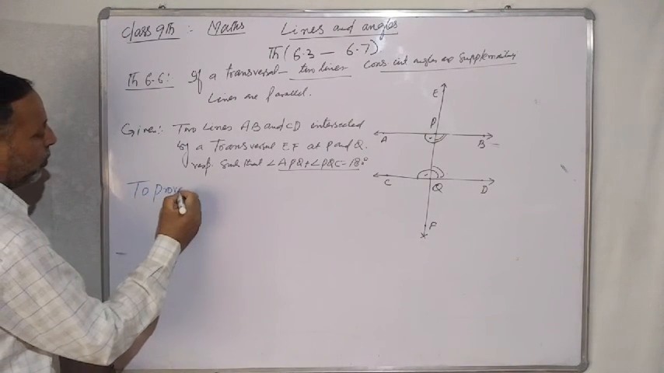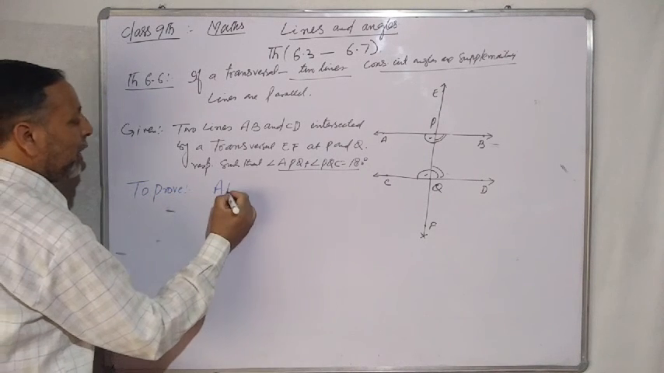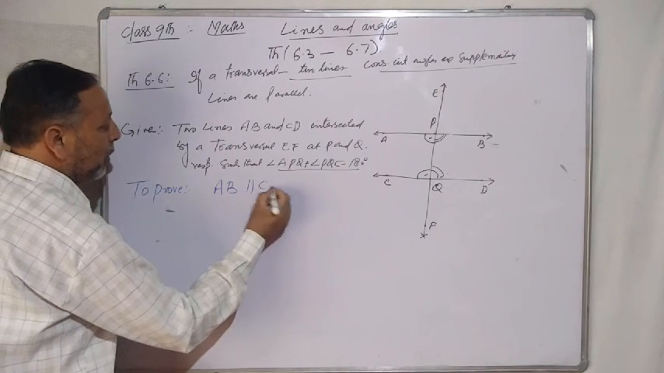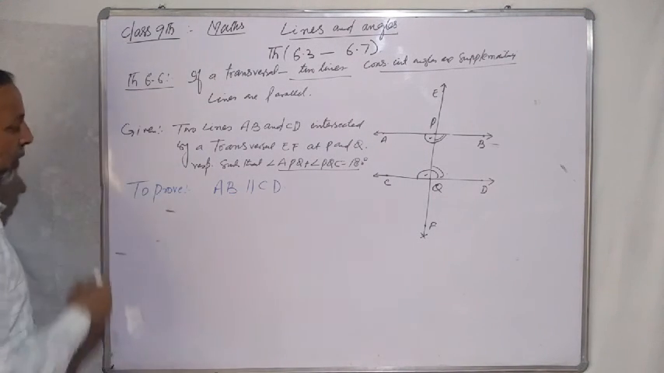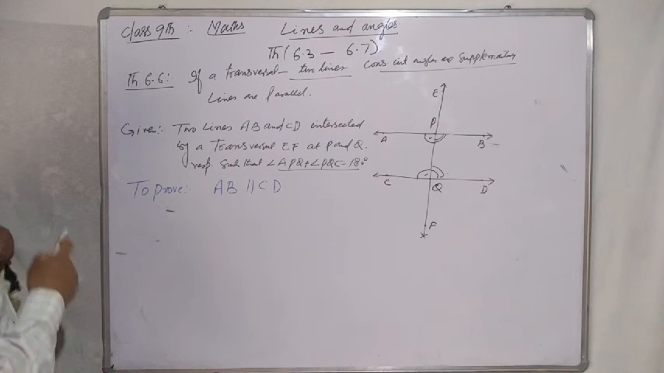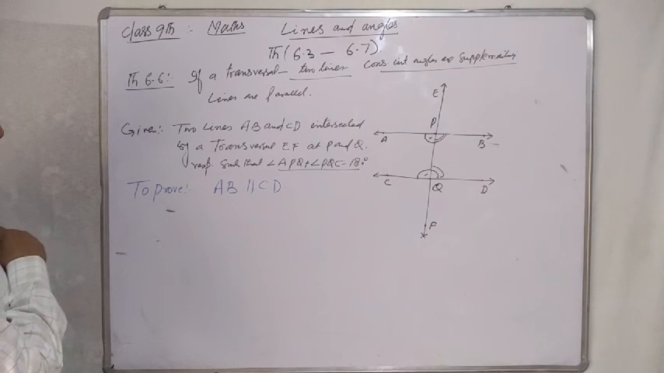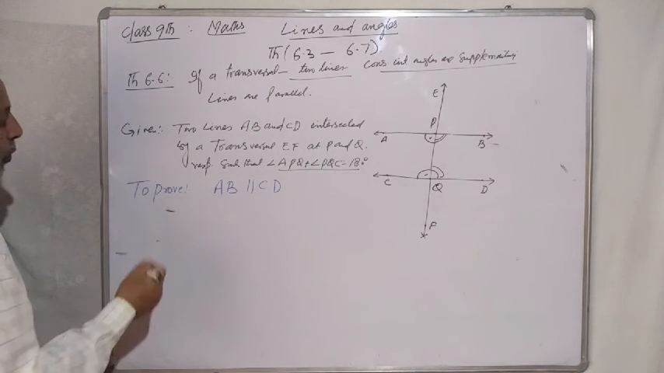To prove: line AB is parallel to line CD. Proof. You see the proof here.